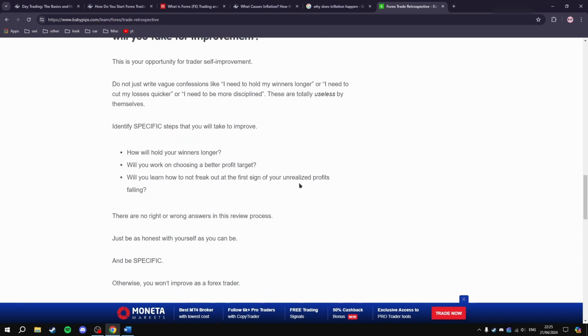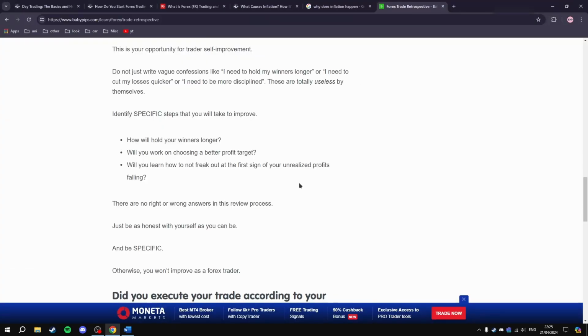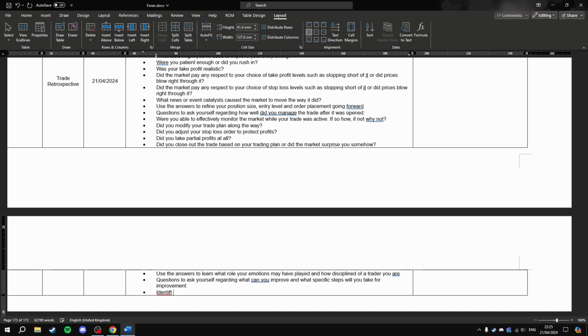This is your opportunity for trader self-improvement. Do not just write vague confessions like I need to hold my winners longer, or I need to cut my losses quicker, or I need to be more disciplined. These are totally useless by themselves. Identify specific steps that you will take to improve.